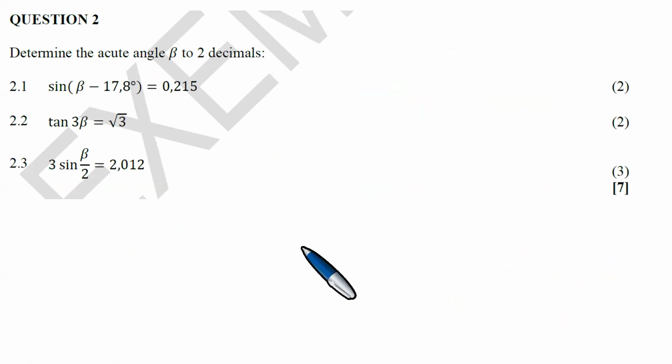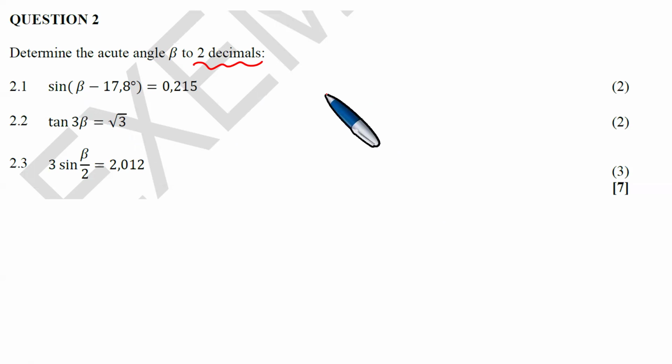Right. So in question 2, we need to determine, these are the things you'll meet in the exam. In the junior exam, determine the acute angle beta to 2 decimals. There's an angle that's referred to as acute. So determine the acute angle beta to 2 decimals, not more, not less. So let's find the angle beta. You must learn how to use your calculator, and we're going to deal with the calculators just now.